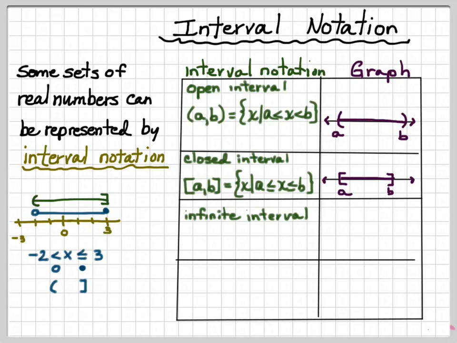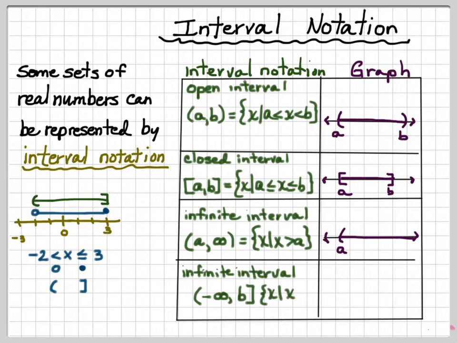An infinite interval means at one end it goes on and on forever. In this case, the interval goes from a to positive infinity. And the way we would read that in set builder notation is the set of x such that x is greater than a, and the graph would look like that.